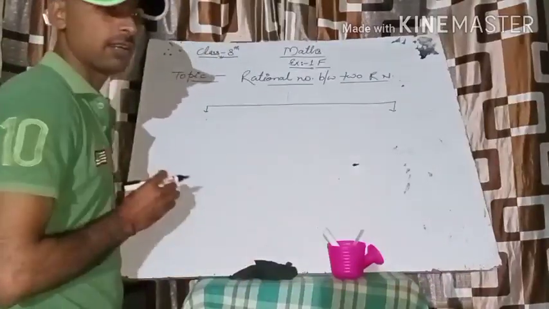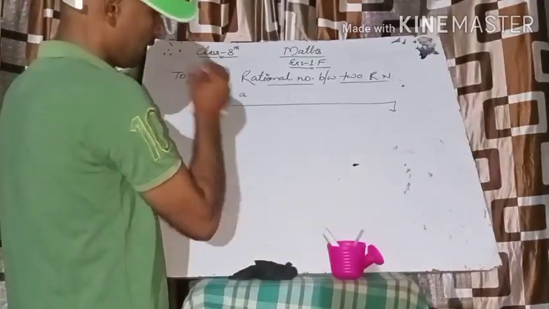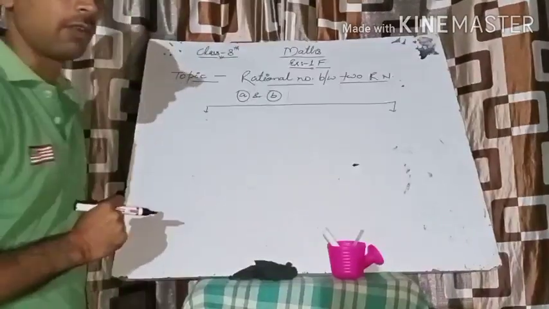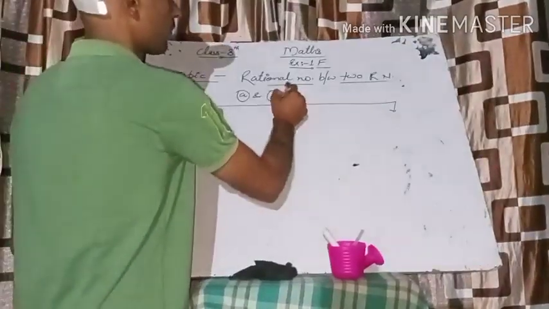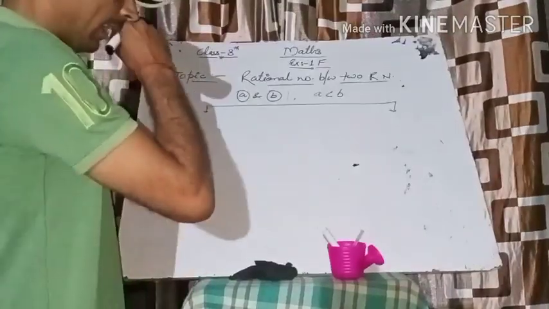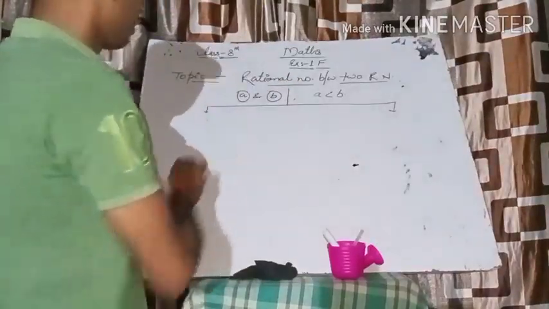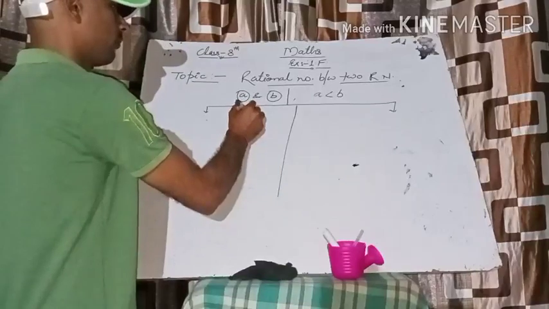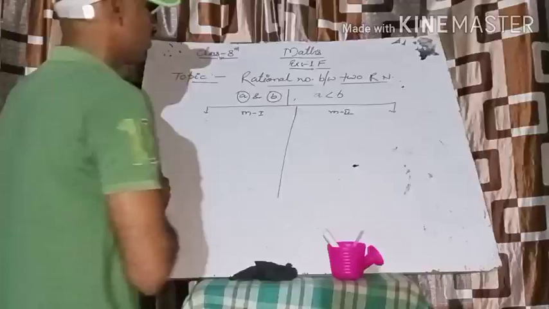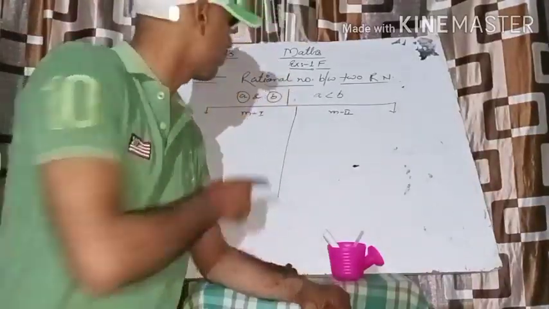Suppose that we have two rational numbers, A and B, where A is smaller than B. Then how can we find rational numbers between these two? Now see, the first method is your M1 and it's your M2. The first method is applicable only if we have to find only one rational number between two rational numbers.